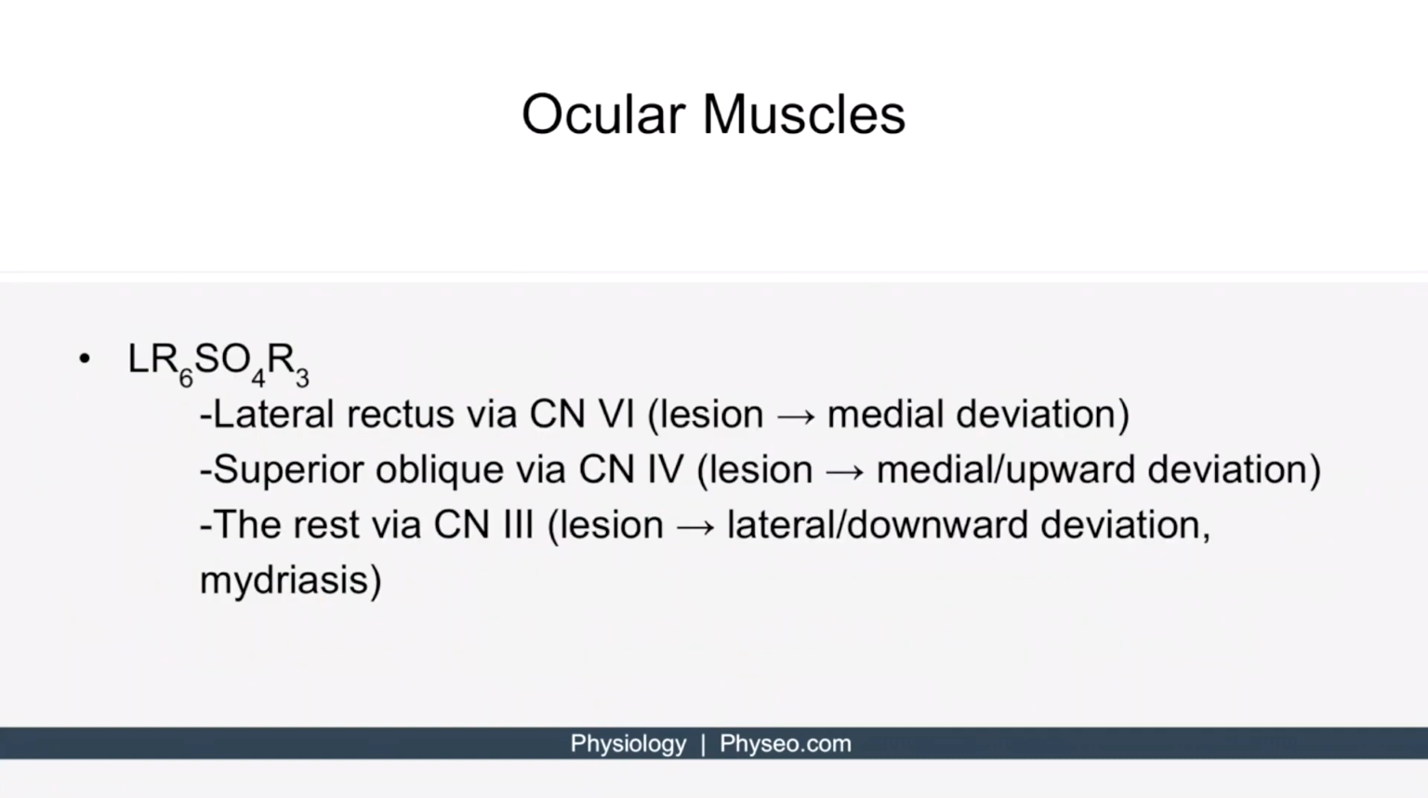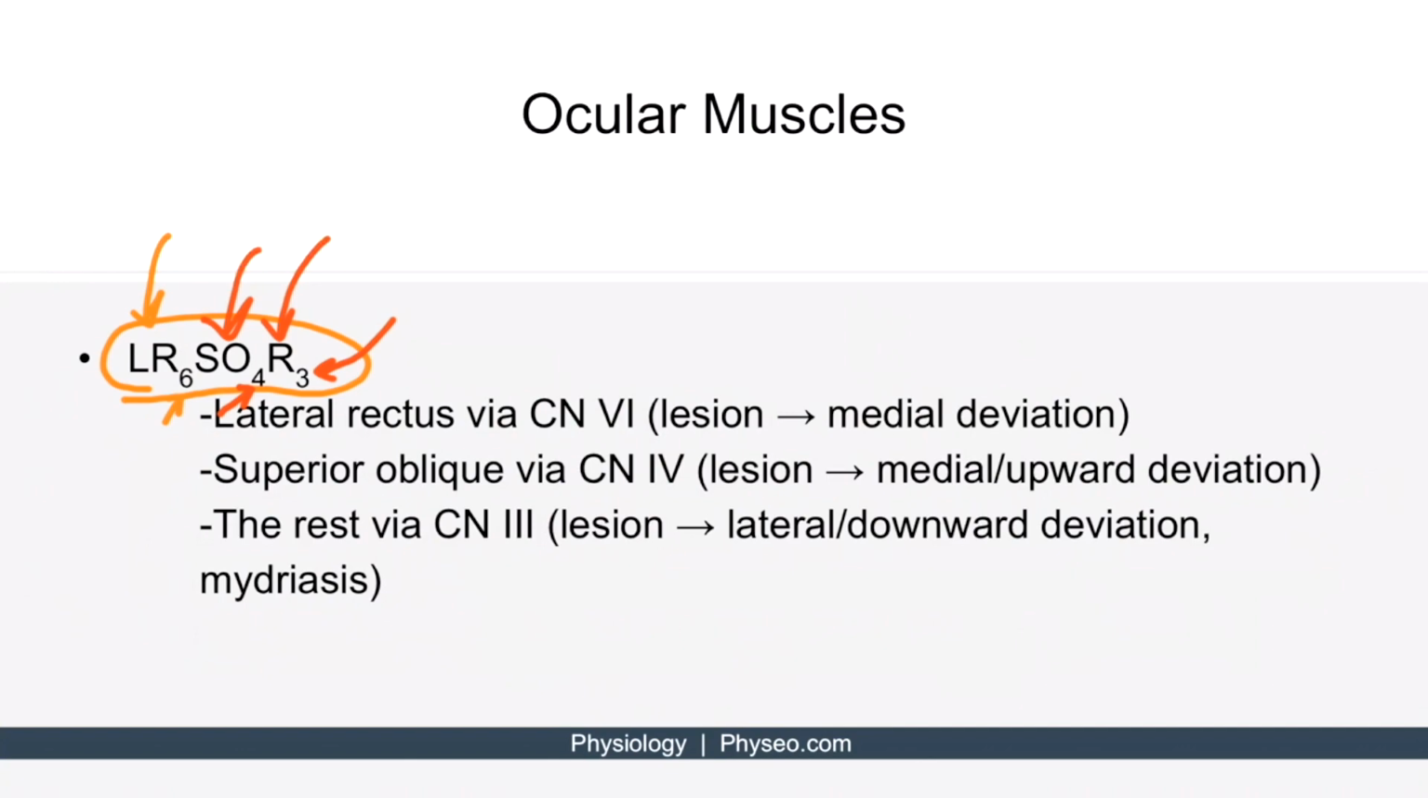The innervation, which is discussed in great detail in the cranial nerves lecture of this chapter, can also be remembered via this little mnemonic. It's almost like a chemical formula. The lateral rectus muscle is innervated by cranial nerve 6. The superior oblique muscle is innervated by cranial nerve 4, and all the rest are innervated by the oculomotor nerve, cranial nerve 3. So LR6, SO4, R3 is just a quick way to remember it.